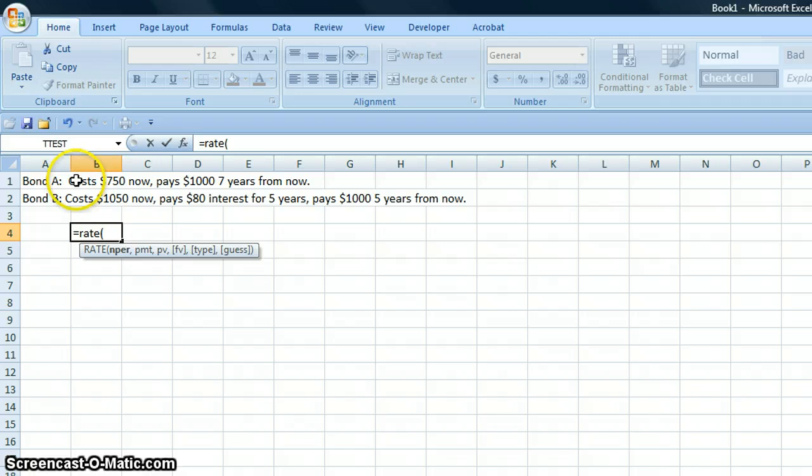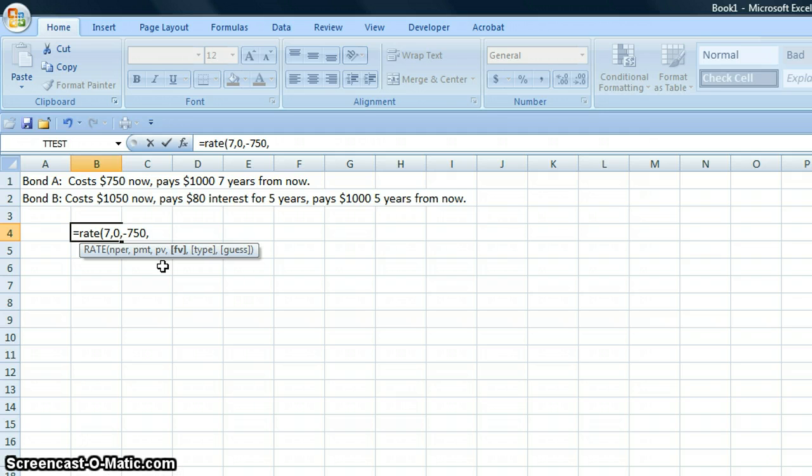We're going to look back at bond A again. This has 7 periods. We're talking about something that's going to pay us 7 years from now, so we will type 7, comma. It's then asking for payments. This is referring to annual payments, or if we were dealing with something in months, monthly payments, something that's happening every period. There are no payments in bond A. It doesn't pay interest, so we're going to put 0 there, comma. PV is for present value, what the bond is worth now. To you, it's worth minus $750 now, because that's what you're paying now, comma.